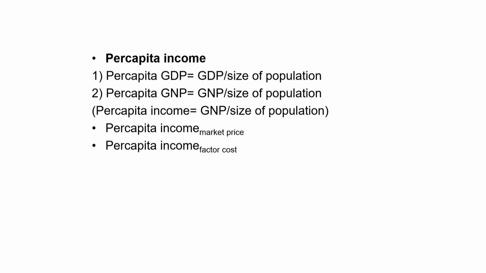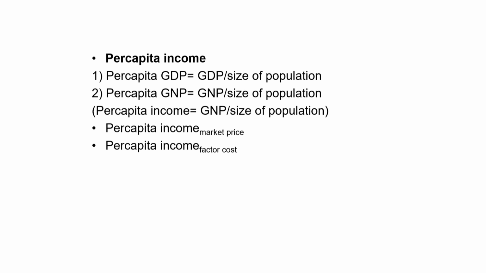Now we have another related concept called per capita income. Per capita income is normally calculated by dividing by the size of population. For all the variables we calculated, you can calculate the per capita measure of these figures. Per capita GDP means GDP divided by size of population. Similarly, per capita GNP, per capita income at market price, per capita income at factor cost, you can calculate all. For that, you need to take the matching concept as the numerator. For example, per capita income at market price is GNP at market price divided by the size of population.